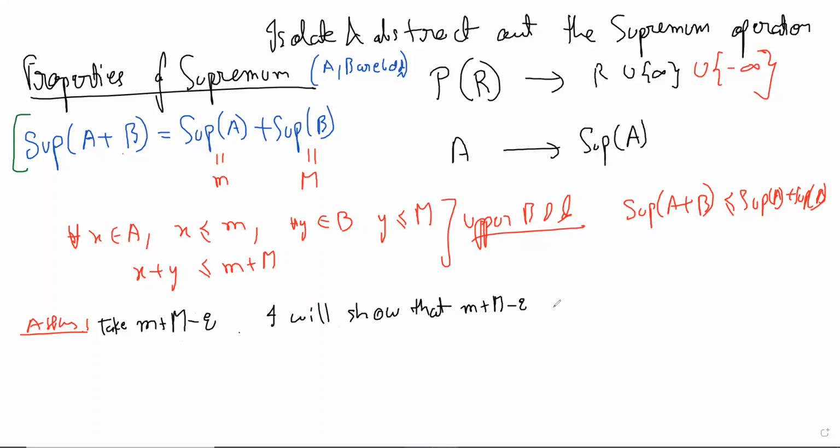m plus M minus epsilon is not an upper bound. This is the most logical thing to try because you want to show it's a least upper bound. So you just take your claimed least upper bound, which you think is the correct answer, and you take something smaller than that. This is an arbitrary quantity which is smaller than that, and show that this is not an upper bound. So how do you show that? For this you will have to use that sup A is the least upper bound, and sup B is the least upper bound for B.